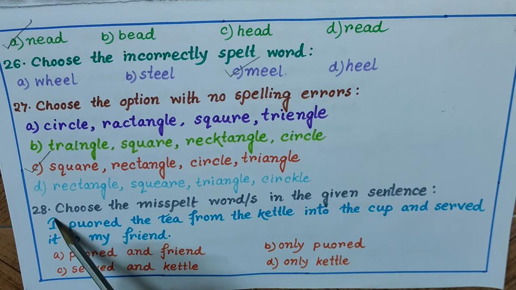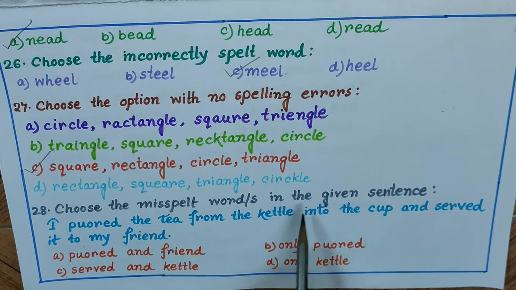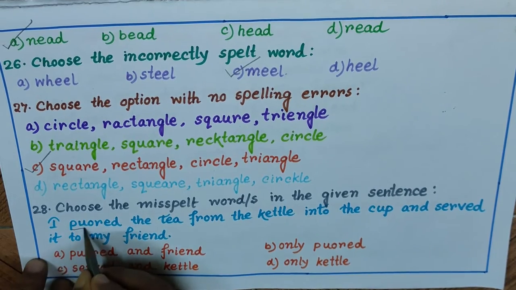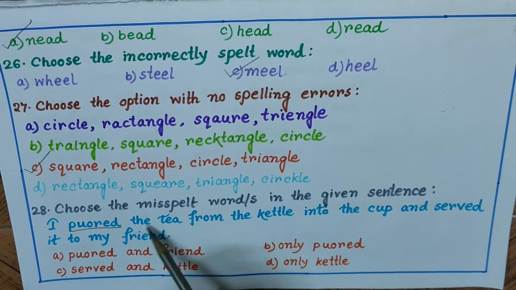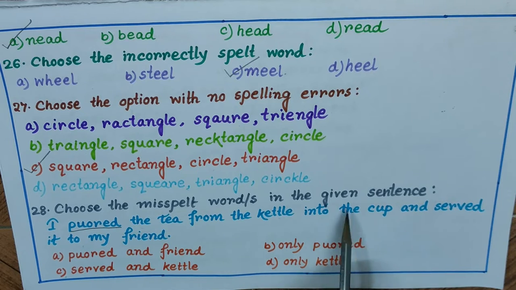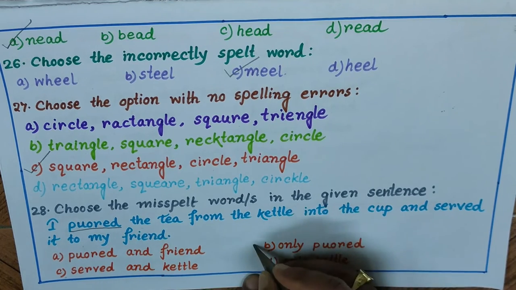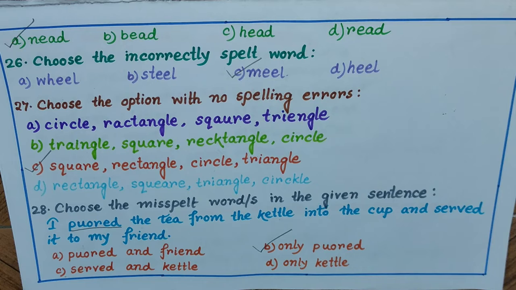Now question 28. Choose the misspelled words in the given sentence. I poured. You see, the spelling of poured is wrong over here. Next, the tea from the kettle into the cup and served it to my friend. All the other spellings in the sentence are correct except poured. So our answer should be poured and friend, option A. No, only poured. Yes, only poured is the right answer. Other spellings are right.